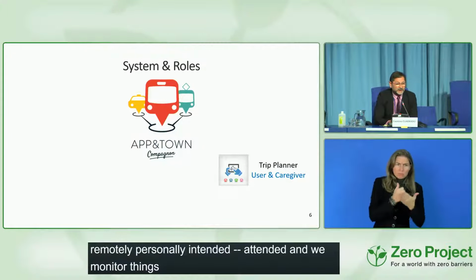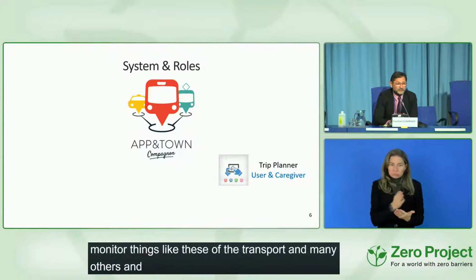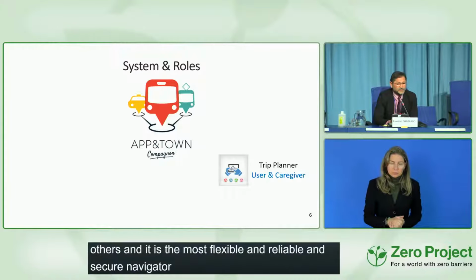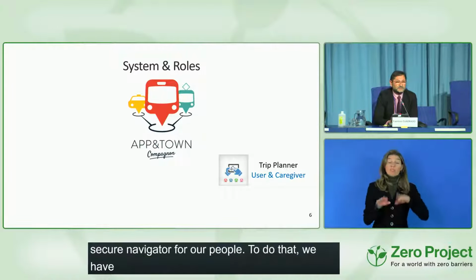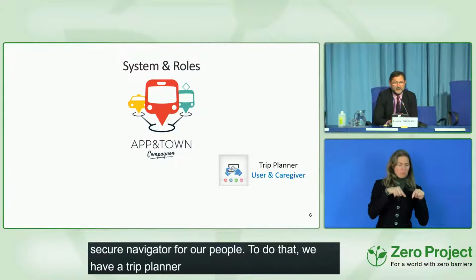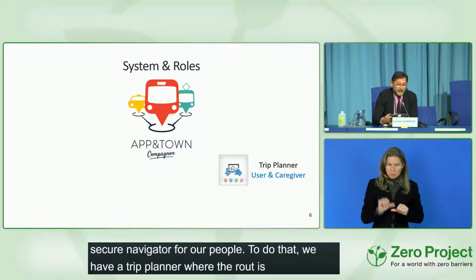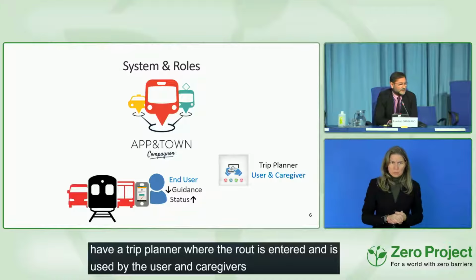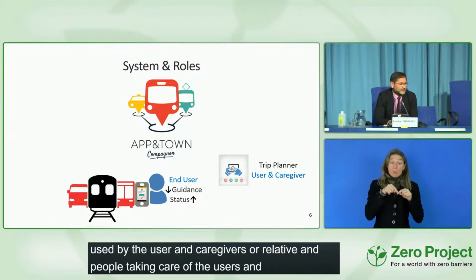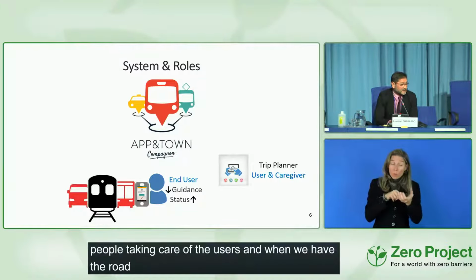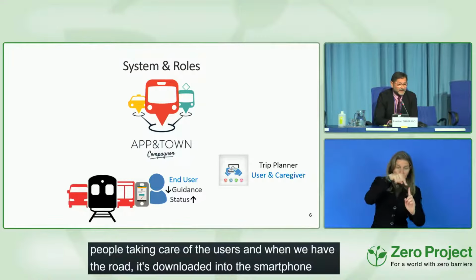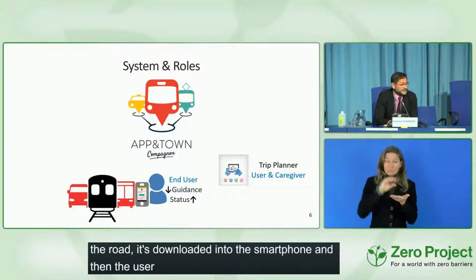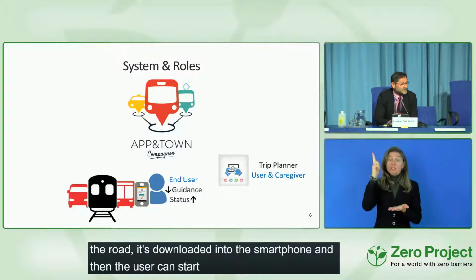To do that, we have a trip planner where the route is entered and is used by the user and the caregivers, relatives, or people taking care of the users. Once we have the route, it's downloaded into the smartphone, and then the user can start the trip, and immediately after starting the trip, the user gets navigation instructions from the mobile app.